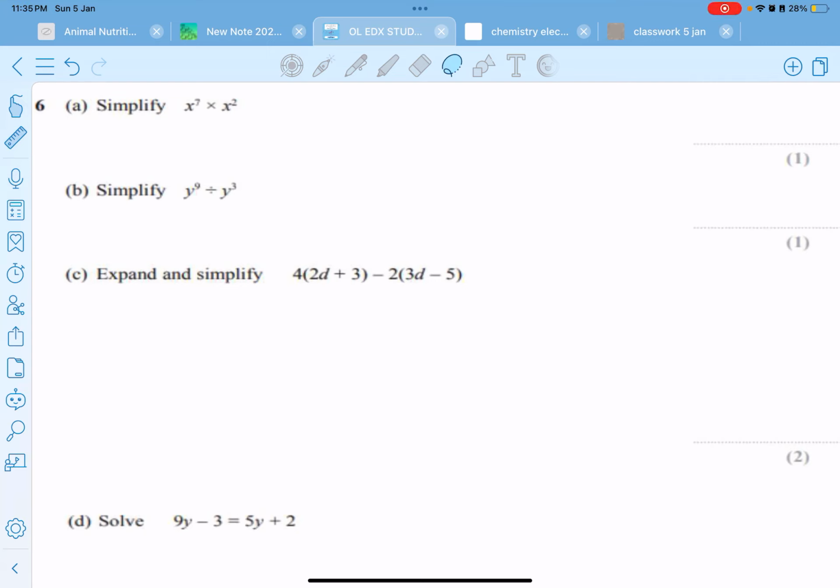Here are some easy questions. In question 6, part a: simplify x times 7 times x times 2.